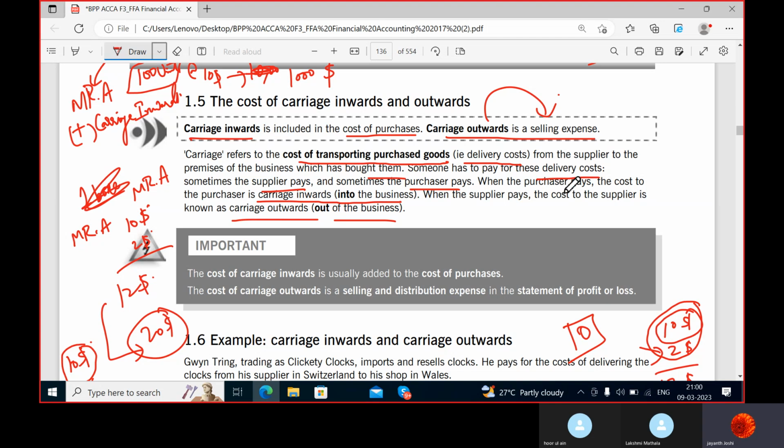So now what did you understand? To Mr. A, the cost is called carriage inwards. And to Mr. X, it will be called what? Carriage outwards. This is a part of purchase cost to Mr. A. This is a selling expense to Mr. X. Okay, understood? Yes. Mr. A is the customer. Mr. X is the supplier.